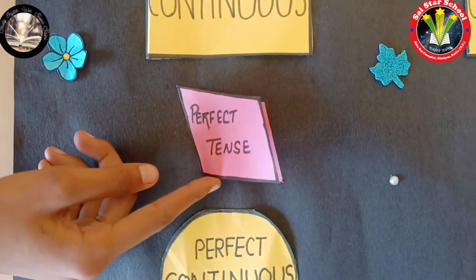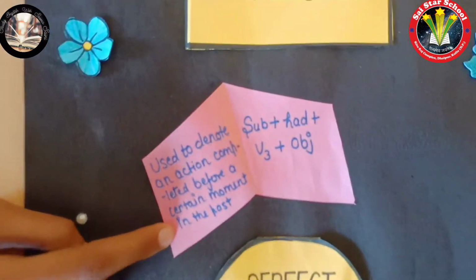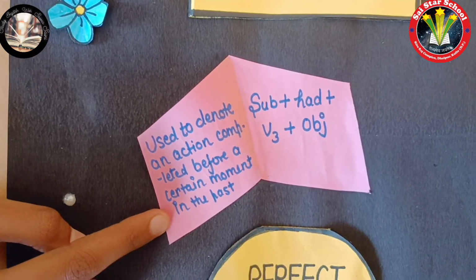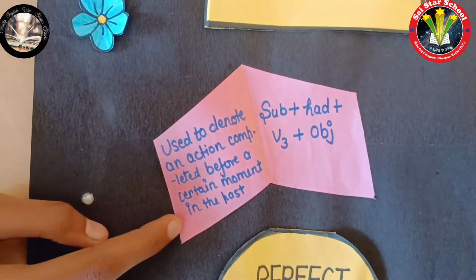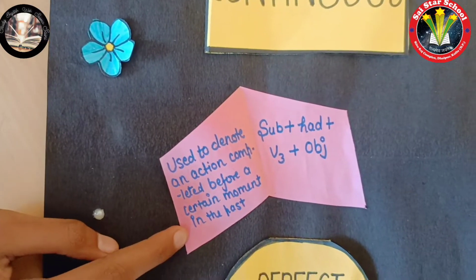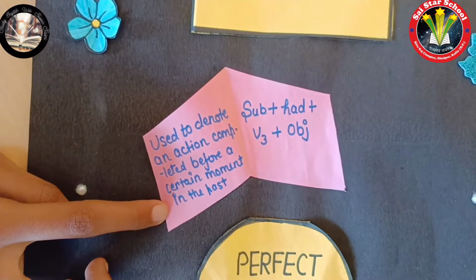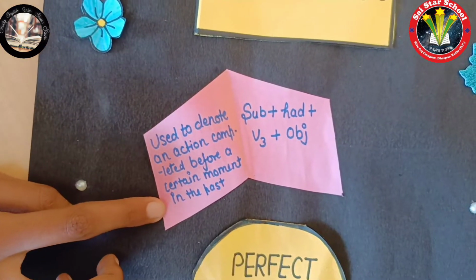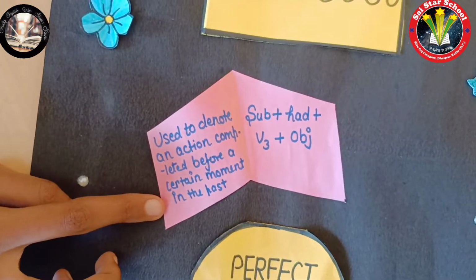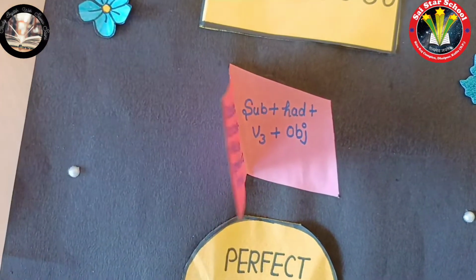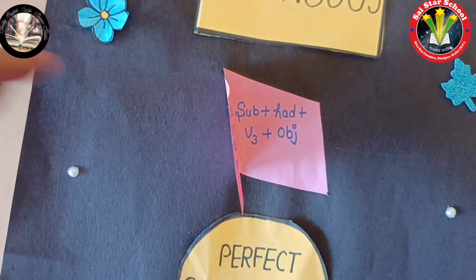And the next one is the past perfect tense. It is used to denote an action completed before a certain moment in the past, and the formula of past perfect is subject plus had plus verb 3 plus object, and the example is: she had written a letter.